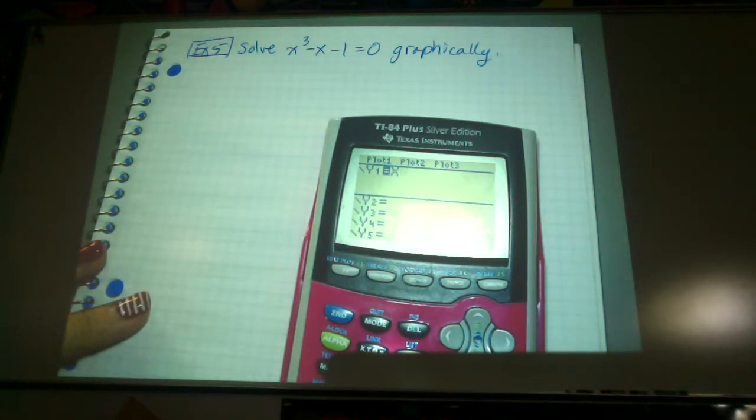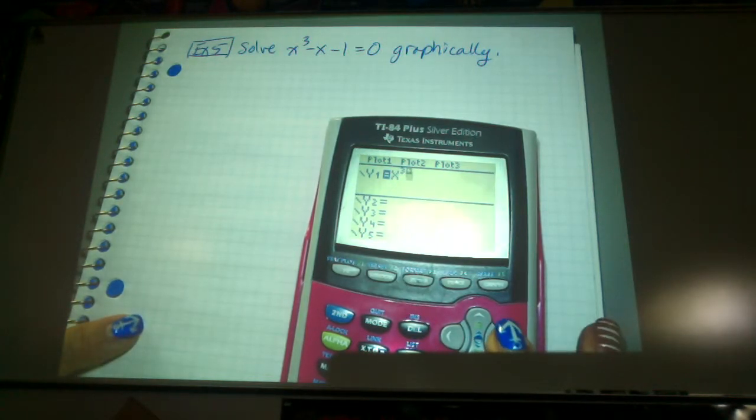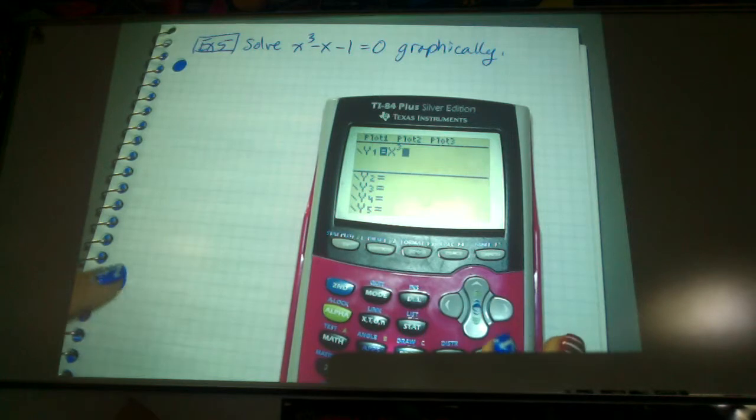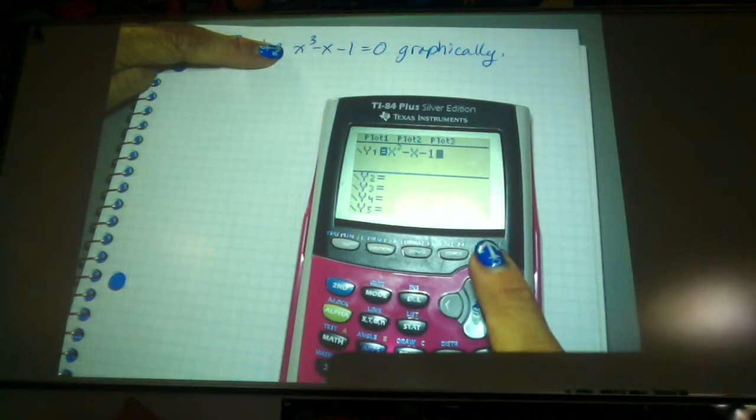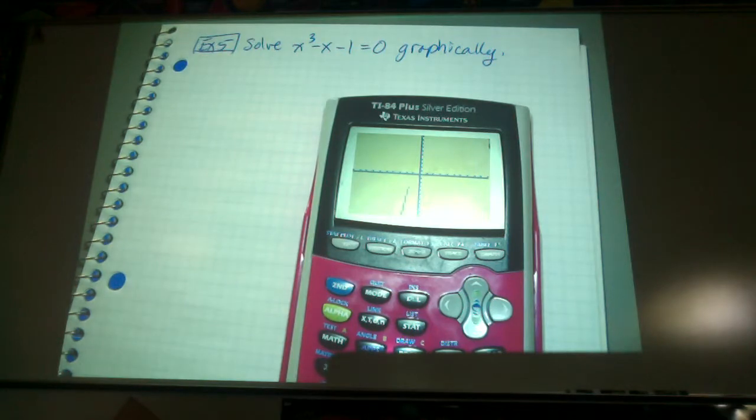X, you're going to have to use your caret to the third, then use your right arrow key for the newer calculators to get it out of the exponent. If you have an older calculator that shows the caret, you don't have to worry about that. Then minus x minus 1. And the graph should look like an S curve, not a parabola. So it should look like that.